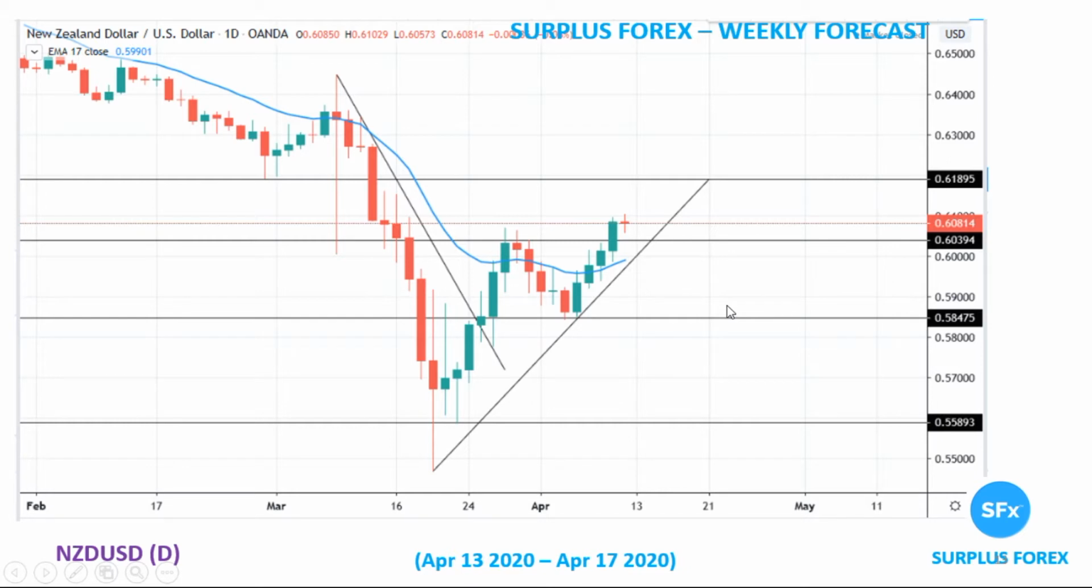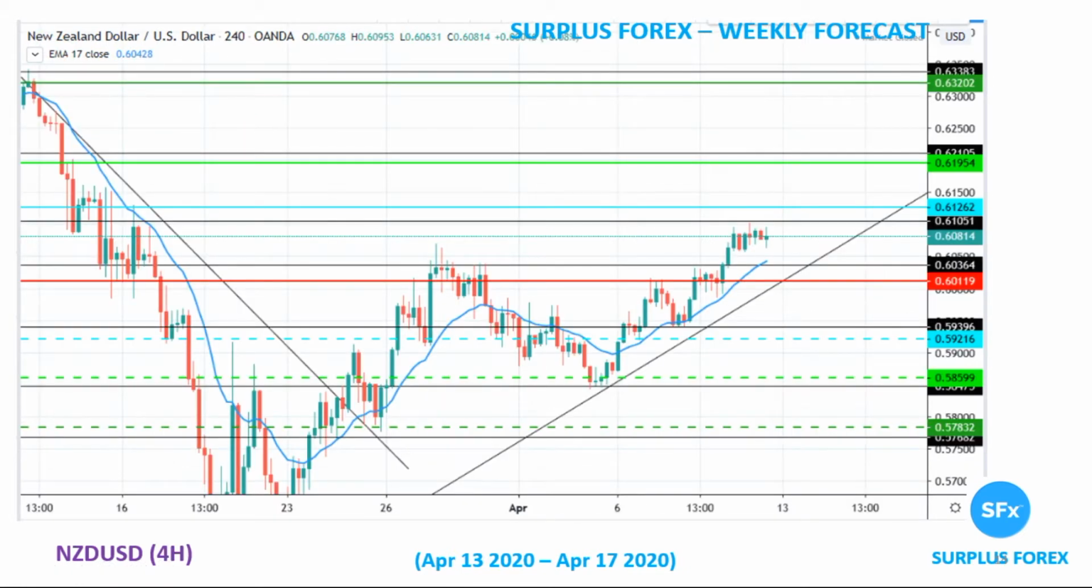On a 4-hour chart, how I'm taking my entries is that if it crosses this top resistance of 61.05, then I'll make my entry at 61.26, first target at 61.95 and second target at 63.20. That's an old resistance on the top here.